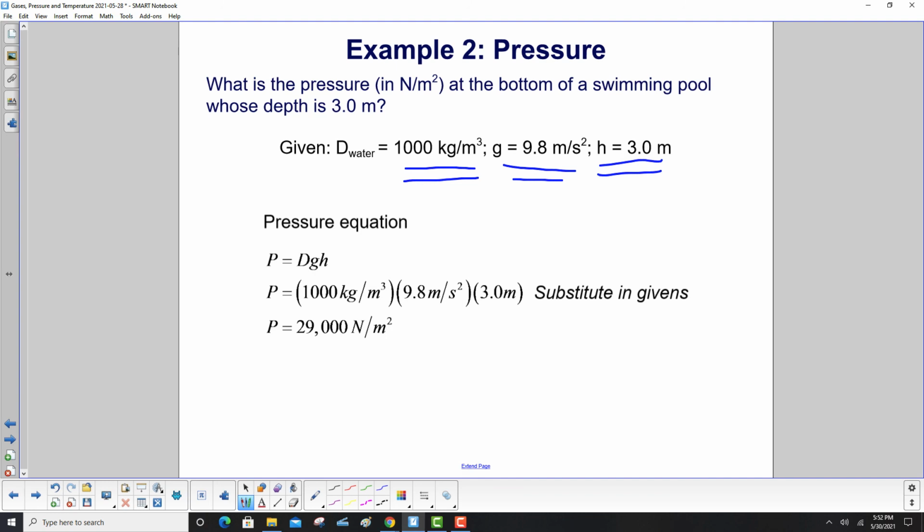We use the pressure equation, density times g times h, and we put in the values. There's our density of water. Here's the acceleration due to gravity, and here's the distance below the surface of the water, and we get a pressure of 29,000 newtons per square meter.